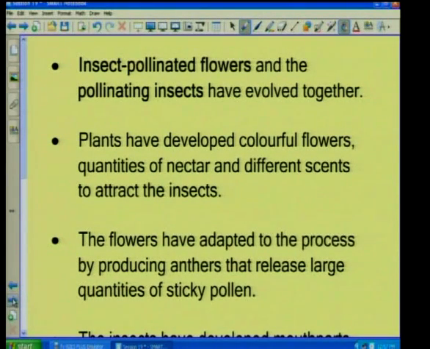Insect pollinated flowers, those pollinating insects and the flower, that is a mutualistic relationship. The insect, the bee, for example, which we've done as social insects, will come along, they'll scratch for nectar, which they use to make honey, and in rubbing around there, they get pollen on their little bodies, and they go to the next flower, and they pollinate the flowers that way.